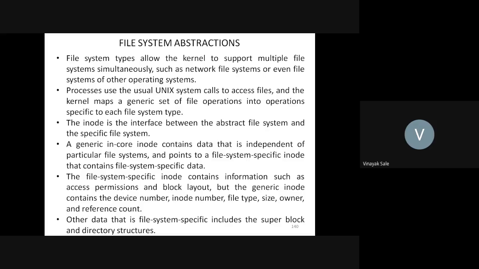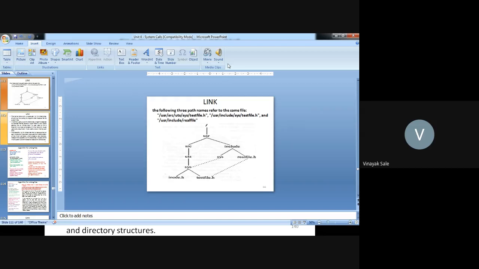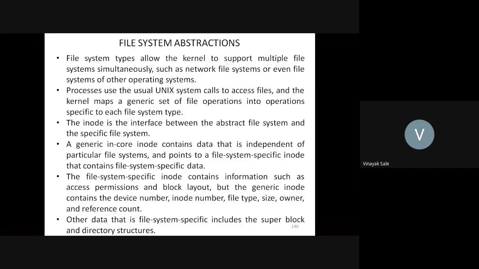So the file system specific inode contains information such as access permission and block layout, but the generic inode contains the device number, inode number, file type, size, ownership, then reference count. Other data that is file system specific includes the super block and directory structures.